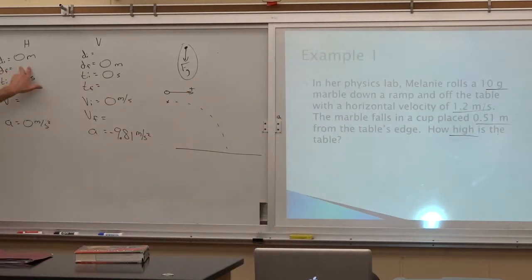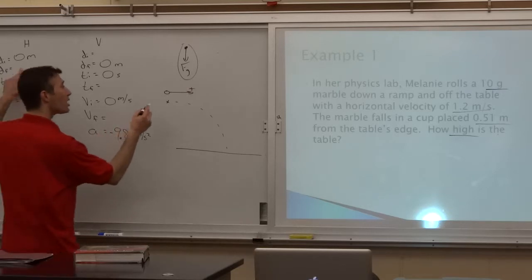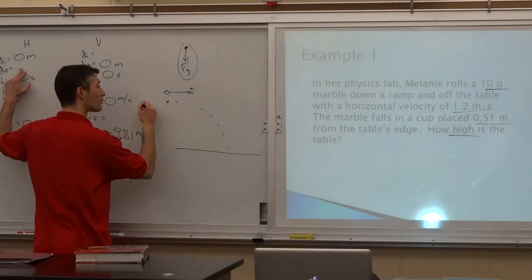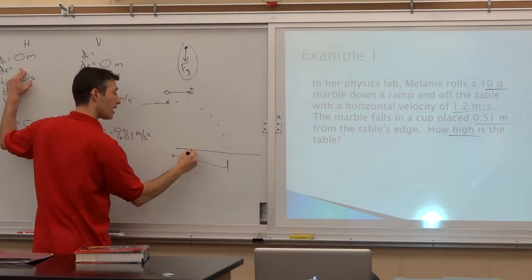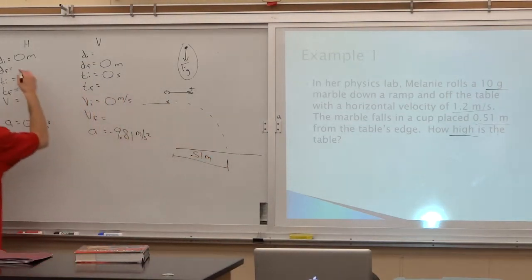So the final horizontal position, is that something that we know? Yeah, we do. The cup is 0.51 meters from the edge of the table. That's how far this marble is going to move horizontally while it's flying through the air. So if this is our marble right here, it rolls off the tabletop here, the 0.51 meters is a horizontal measurement. So absolutely, that goes right here, 0.51 meters.